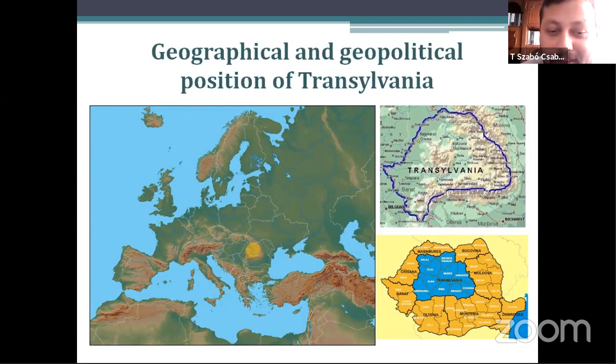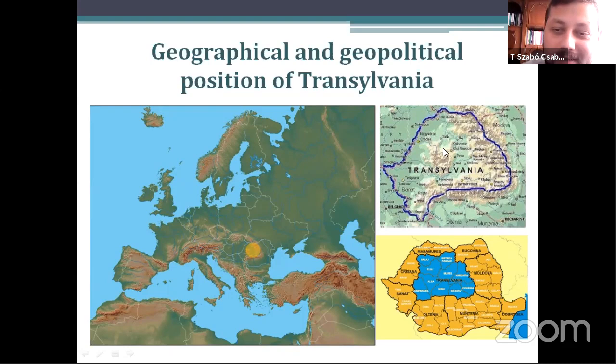So it is part of the Danubian area of Europe and the Carpathian area in geological formation. It is a well-protected area by the Carpathians, but it also has mountainous regions, and also the famous Transylvanian depression in the middle of this region.